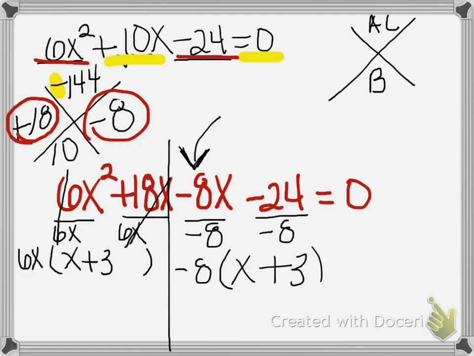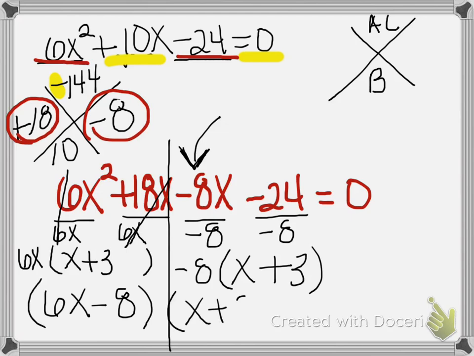plus 3. At the end, all we need to do is stick our two outsiders together, so 6x and negative 8, and let's put them in their own little group. And we need to write the x plus 3 once. The reason we don't write it twice is it's already being distributed up here and up here. So when you go down here, you're essentially writing it as a FOIL method, and you don't want to end up having more x plus 3's than you really need.